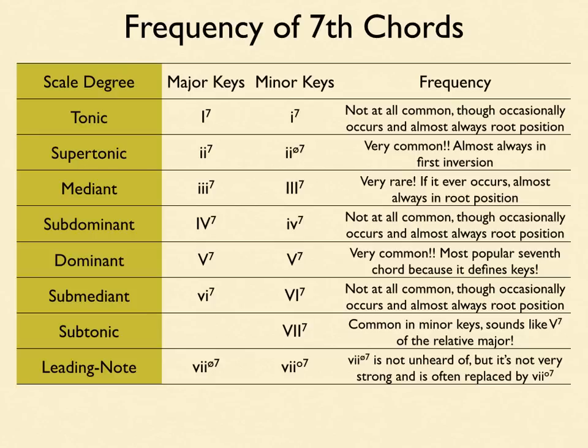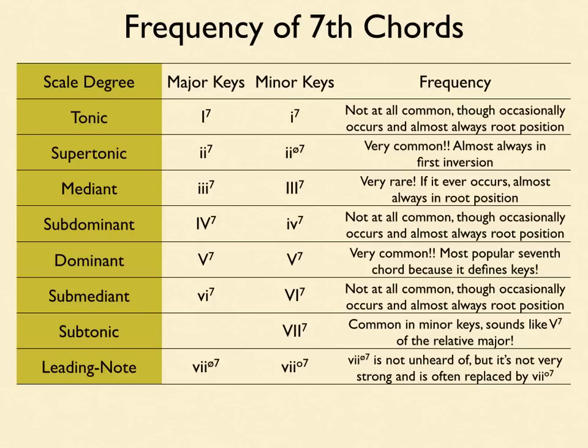Submediant 7th chords are not all that common, although they occasionally occur, and again almost always in root position. Be careful again that it's a minor submediant chord in major keys and it's a major submediant chord in minor keys. The subtonic chord is a special type of chord that I'll go into in more detail, and it's common in minor keys, and it actually sounds like the 5/7 of the relative major. So we're going to come across that quite far on in the course, the subtonic chord, and with a 7th on top of it. So you don't have to know it just yet, but I'm just including it here to be comprehensive with all the 7th chords.